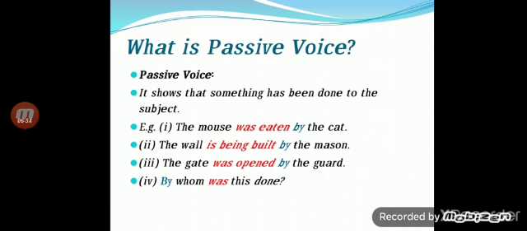The mouse was eaten by the cat. So the cat is the subject and the mouse is the object. Something has been done to the subject. That is passive voice. The wall is being built by the mason. The gate was opened by the god. By whom was this done? In all these examples, it's done by the subject. It's done to the subject.